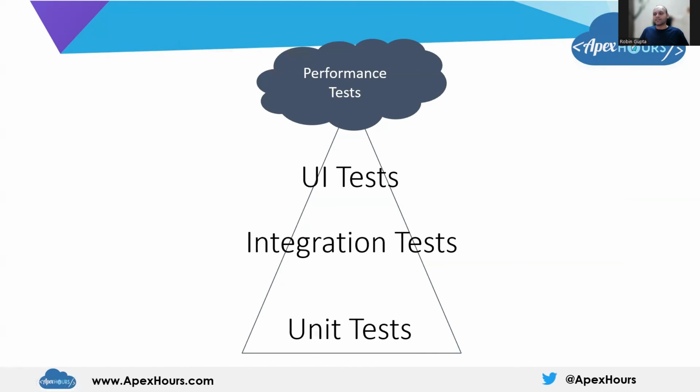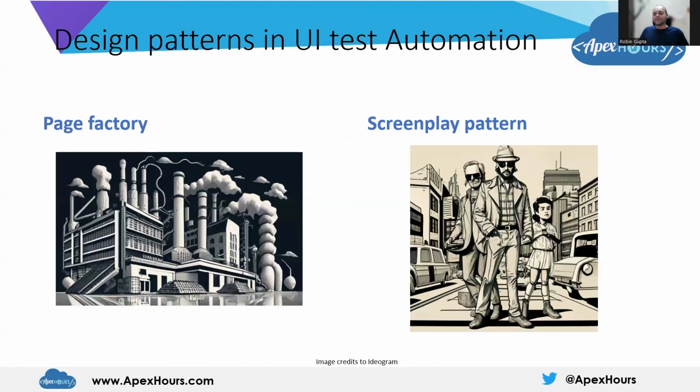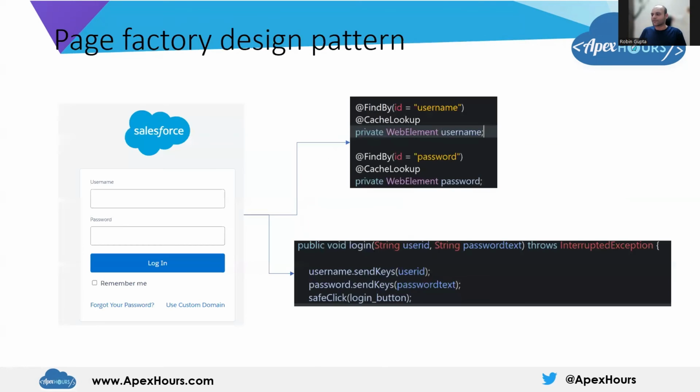Moving forward, the last but not the least is the UI layer, the one closest to my heart. So on the UI layer, there are various design patterns. The two that we will discuss over here are, one is page factory and the second is screenplay pattern. The images are provided by AI. And if you don't want to deal with all these design patterns, you could also use Provar for test automation.